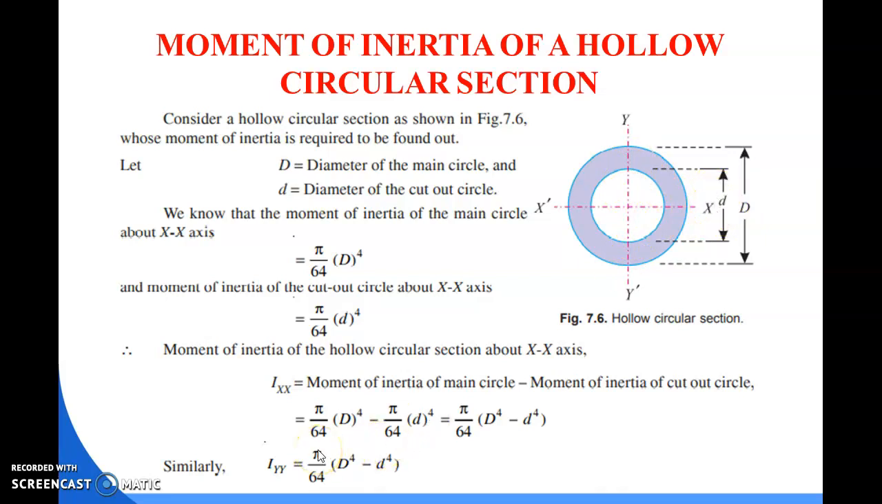Hence, we know that the circular section is symmetric about both the axes and the moment of inertia about both axes will be equal. So the moment of inertia along the XX axis and YY axis is equal, with the value pi by 64 into (capital D⁴ minus small d⁴).